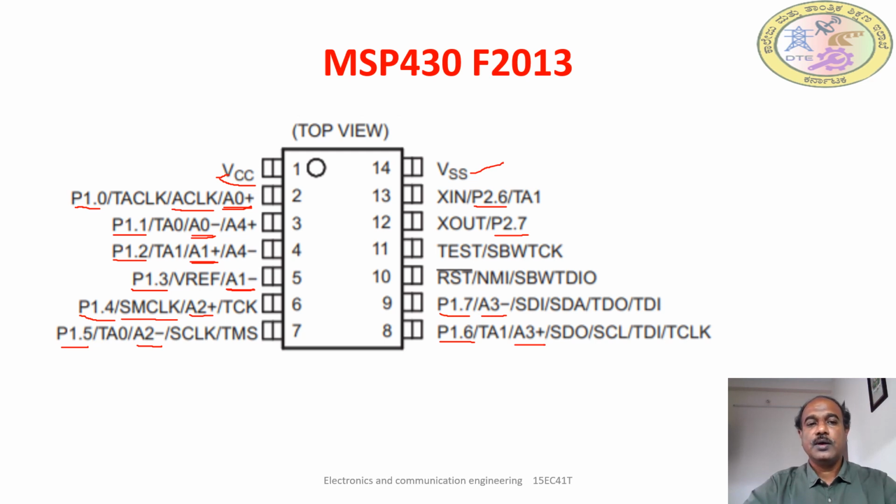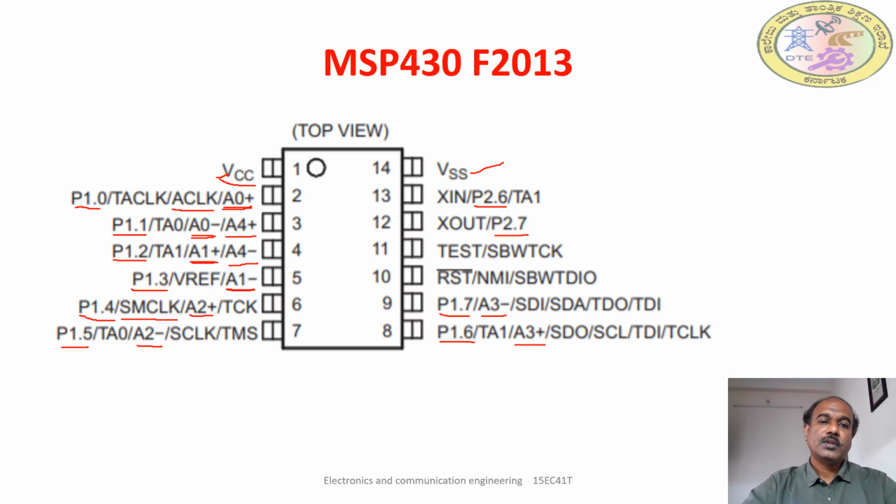So we can give the first input between these two pins, the second input here, the third input here, and the fourth input here. And there is one more channel, that is A4 plus and A4 minus. We can give one more input between these pins.